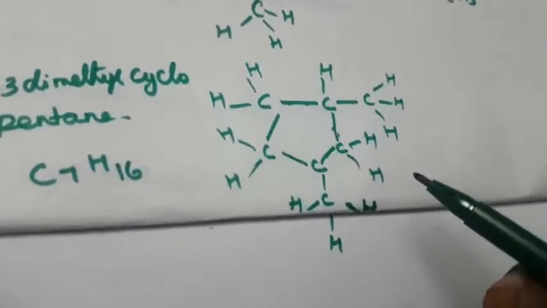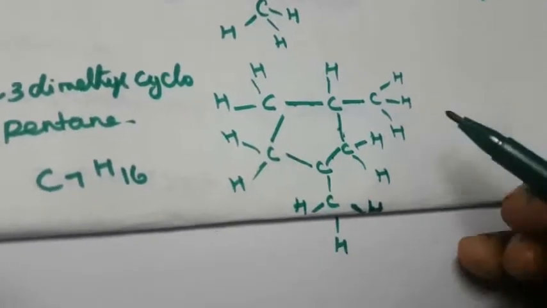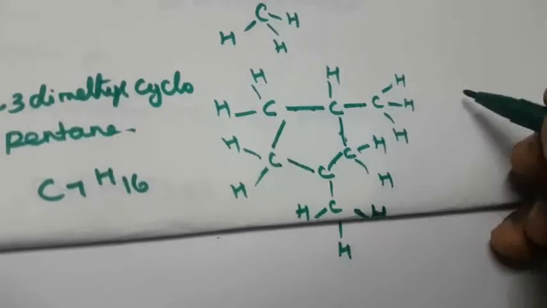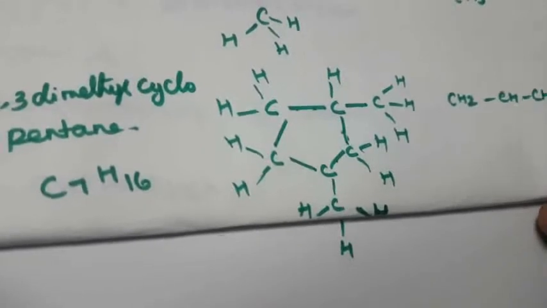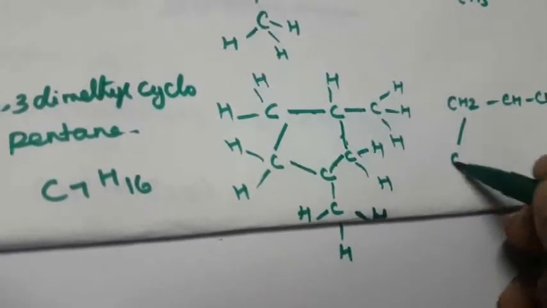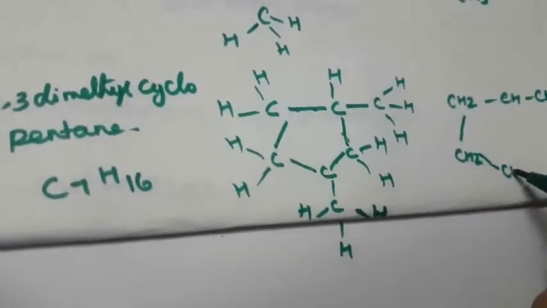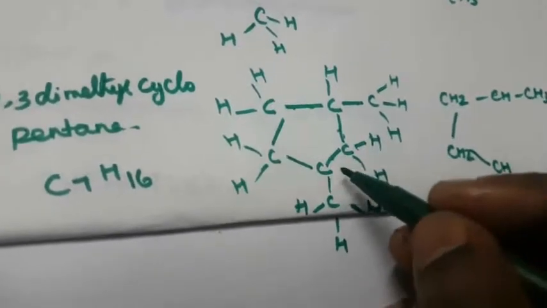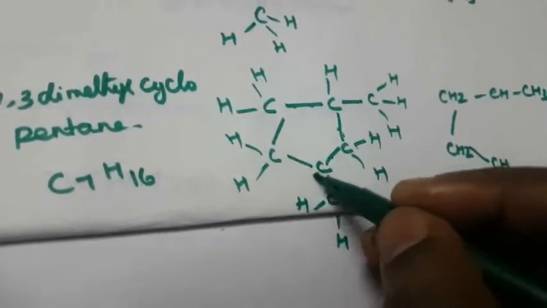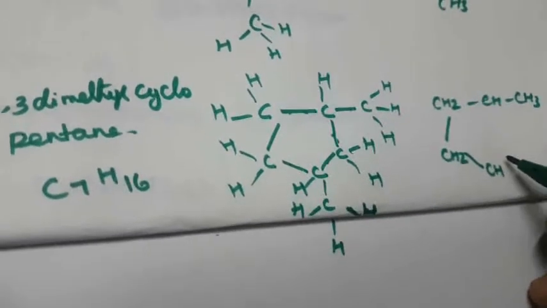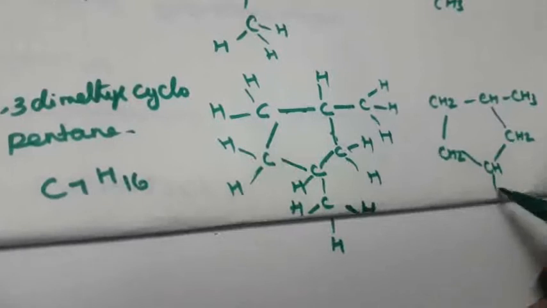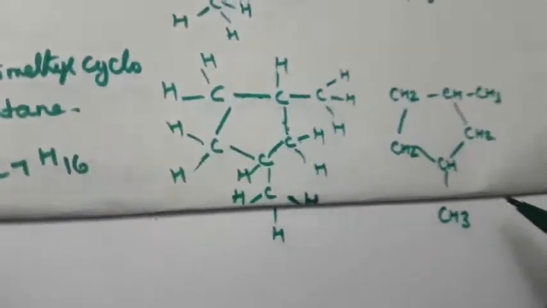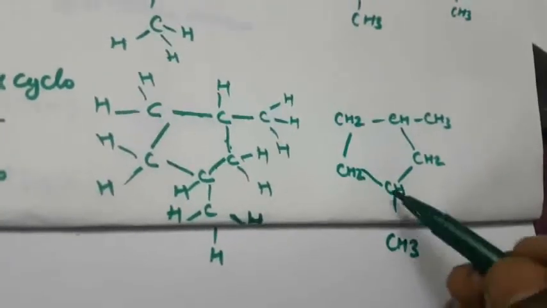So this is the dash line structure. What is the condensed structure? That is CH2, CH3, then CH2, then CH, here one CH is there, so one H, then here one CH2, then CH, then CH3. Okay, so this is the condensed structure.